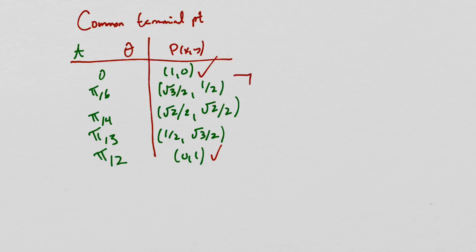And in the next section, when we introduce right triangles, we'll look at the reason why these points lie on the unit circle. But one thing to notice is that every point on this list is going to satisfy the equation 1 is equal to x squared plus y squared. Now, given these common terminal points, let's find some more terminal points determined by coterminal angles.